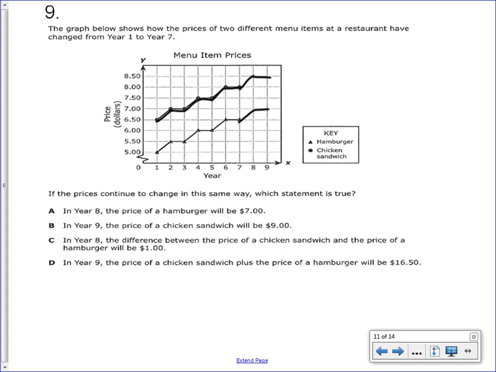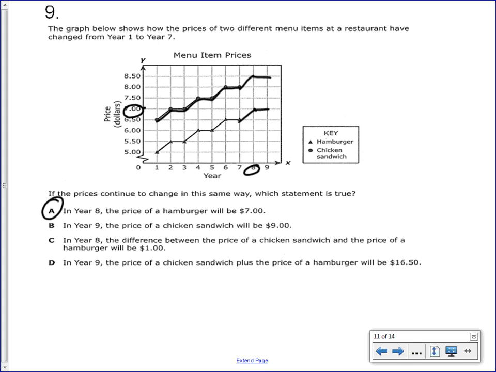So if you look at A, it says in year 8. So year 8 is here. They're saying the price of a hamburger will be $7. You go up and look over, and the price of the hamburger was $7. So A is my answer.